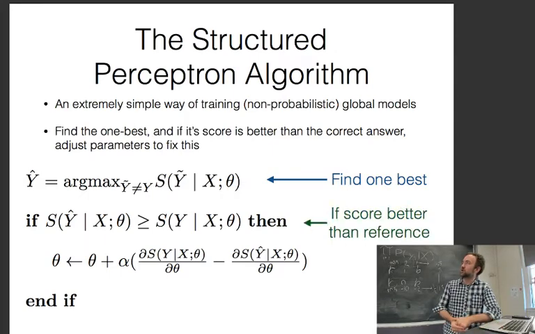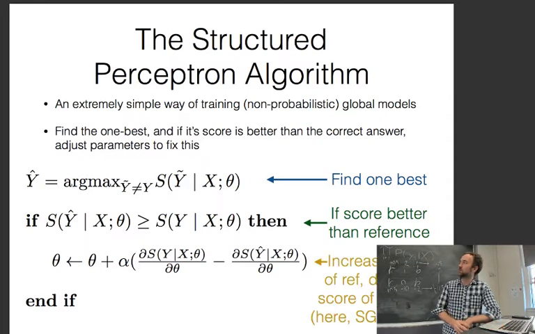Then in the second one, if the score is better than or equal to the score of the correct answer, then we do a parameter update where we increase the score of the reference and we decrease the score of the one best. And here I'm giving an example of updating using stochastic gradient descent, where we add the derivatives and multiply it by alpha. But we could do this in any other update. If we wanted to use Adam to do this update, we could as well.